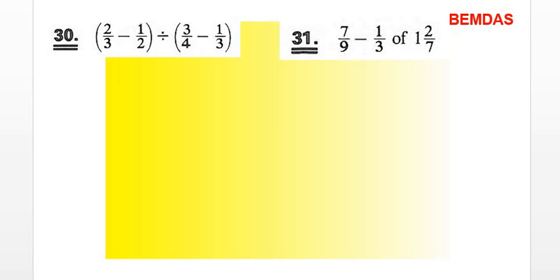So here is question number 30 and 31. Now in question number 30, we have two brackets. So it means that first of all, we have to work out the brackets. Get the answer for the first bracket, get the answer for the second bracket. You will get a fraction for the first one and a fraction for the second bracket, and then apply the division, right? So better pause the video here, solve question number 30 on your own, because I have explained how it will be solved. Then play the video to check your answer.